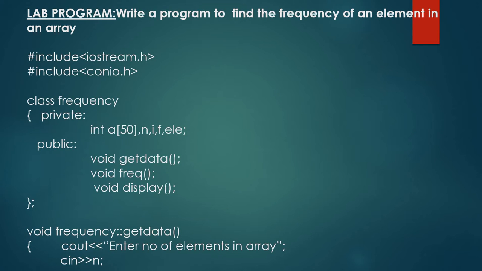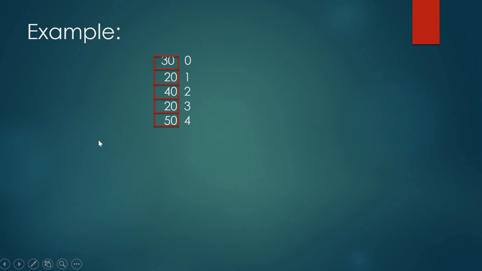Lab program. Write a program to find the frequency of an element in an array. Frequency of an element means how many times that element is present in that array. For example, say this array 30, 20, 40, 20, 50. This is an array with 5 elements. Suppose the element to be searched is 30. How many times is 30 there in that list? Only 1. So the frequency of 30 is equal to 1.